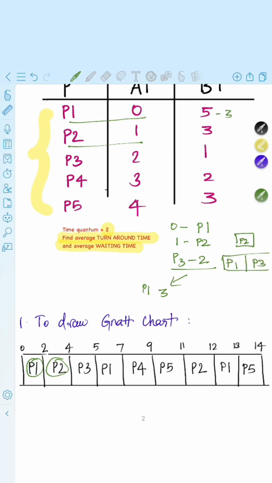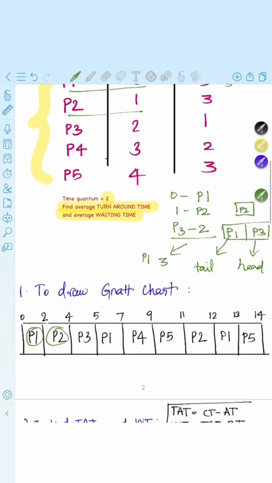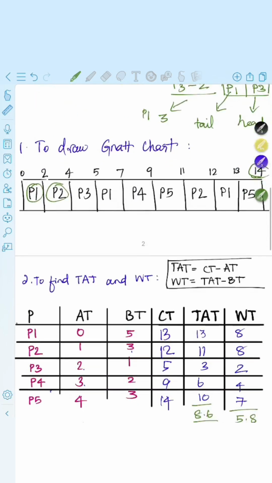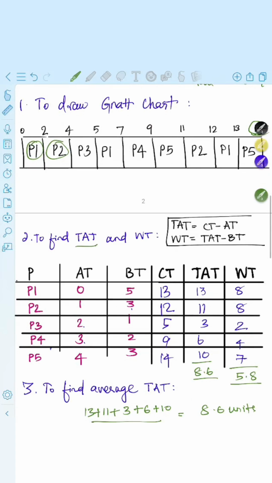At time 2, the ready queue will look like P3, P1. So always the process that has arrived at a particular timeline will stay at the head of the ready queue, and the process that has been preempted will stay at the tail of the ready queue. Like this, the Gantt chart has been made till timeline 14, and then the second step is to find the turnaround time and the waiting time.